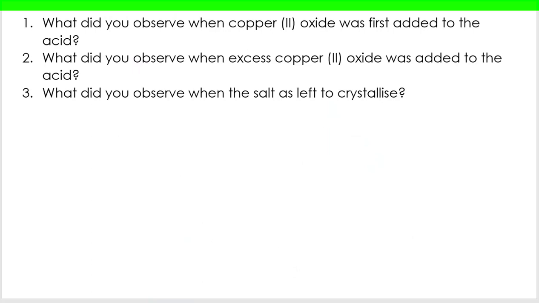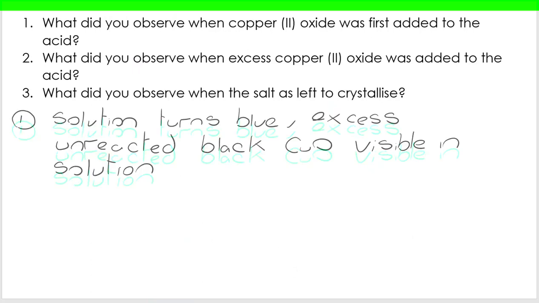What do you first observe when the copper oxide was added to the acid? Well, the first thing that you see is that when the black powder gets added, the solution changes colour. We actually get a blue solution forming of copper sulfate. We are still going to have copper oxide visible. A black powder will be present because it doesn't react instantaneously. So you'll see both of those things.